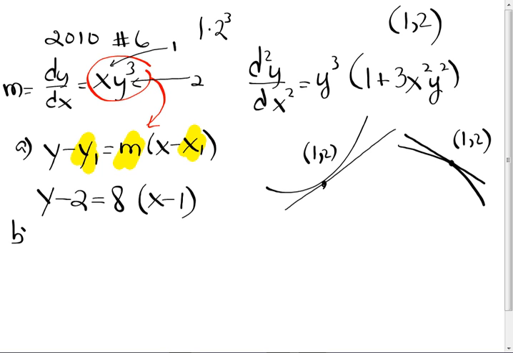Okay, B. Now, it says, use the tangent line equation from part A to approximate the actual value of the function at 1.1. So, if this is 1, and this is my 0.1, this is 1.1, I want to use this point here to approximate that y coordinate. They just want to find out what that y coordinate is. It's pretty close to that, but it's not exactly that.